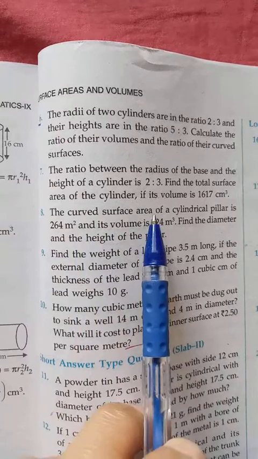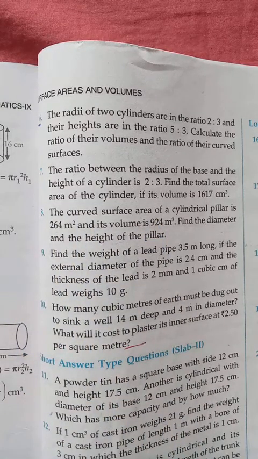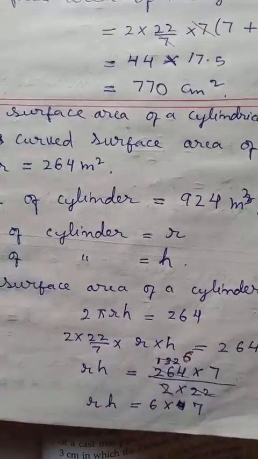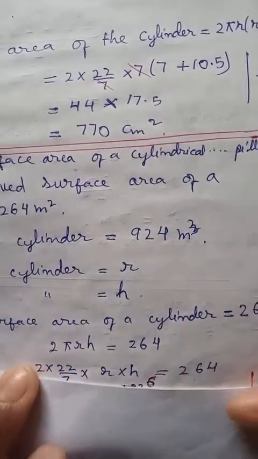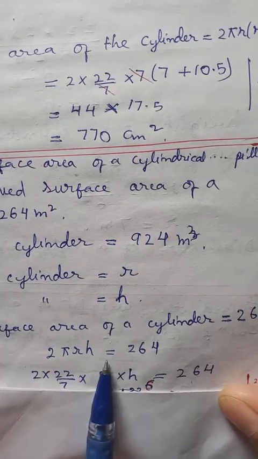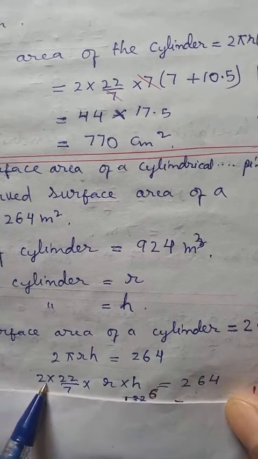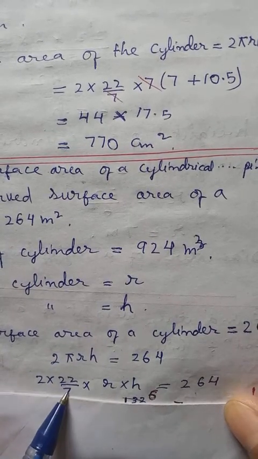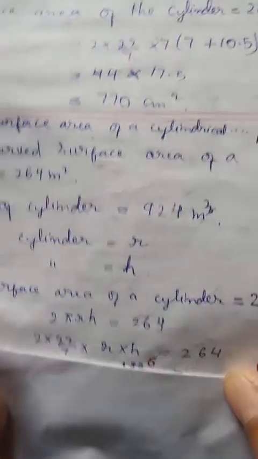Now we have the curved surface area. We know the formula of curved surface area, so let's make use of that. Here we have the curved surface area to be 264. We know the formula to be 2 pi r h, which is equal to 264. 2 remains from the formula. Pi we know, 22 by 7. R we don't know, h we don't know, so let it remain like that.